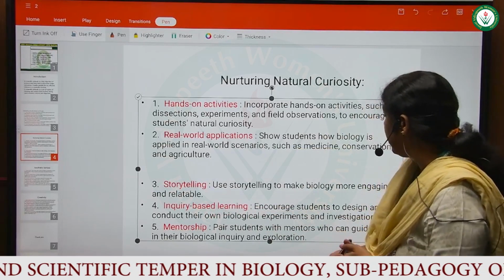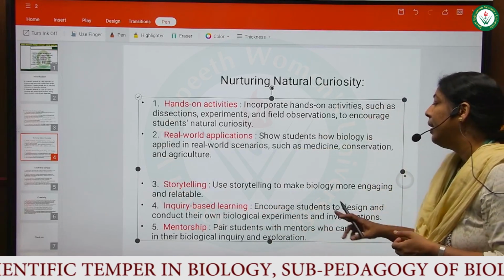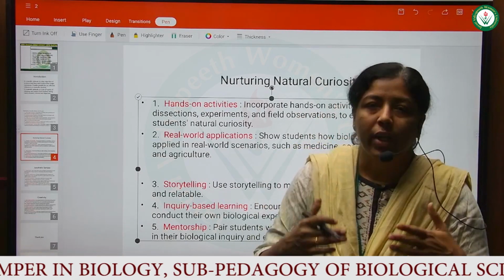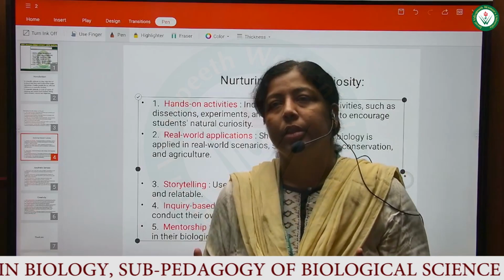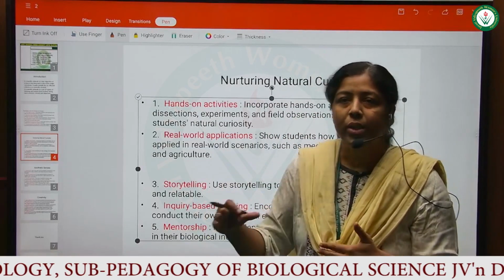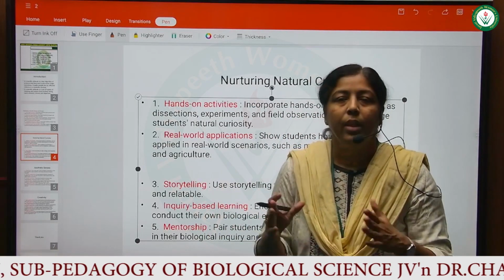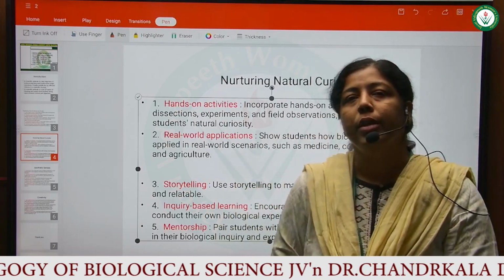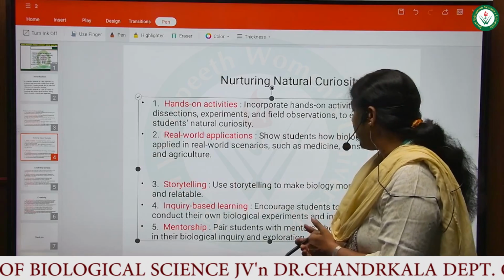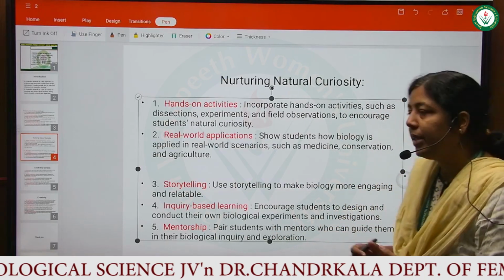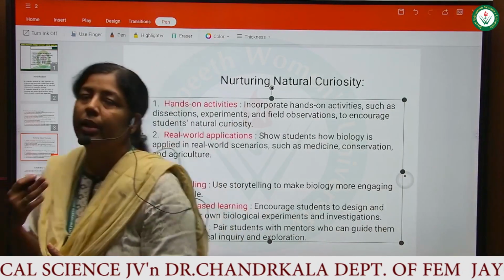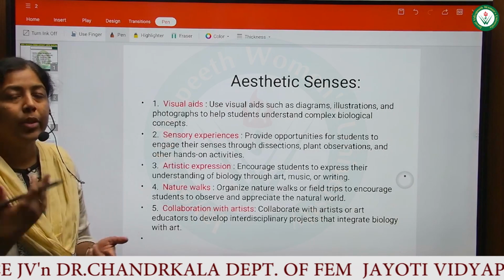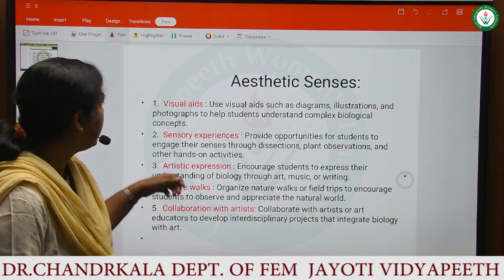Inquiry based learning, we can encourage the student to design and conduct their own biological experiment in their local area, locality, whatever situations or environment is there, relating to that they can develop their own experimental setup for analyzing things. Providing mentorship to the students so that they can explore nature and natural phenomena in a better way, and they develop more curiosity regarding that.